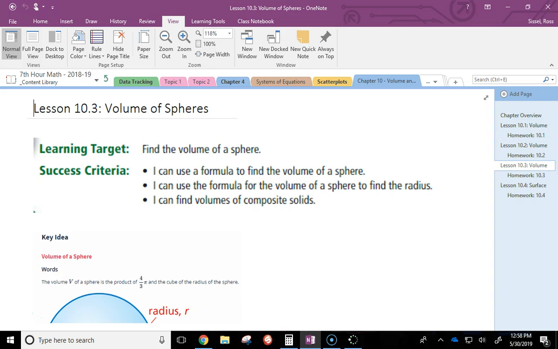Alright, so volume of spheres. We're going to find the volume of spheres. The way you can show me that you know that is use the formula to find the volume of a sphere and use the formula for volume of sphere to find the radius. The last one, not really something we're going to work on. We're only going to focus on spheres today.